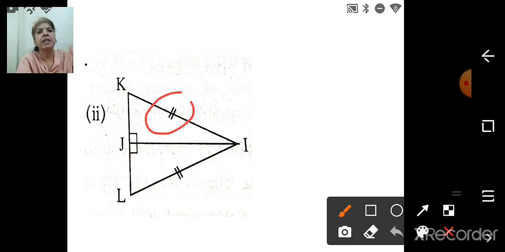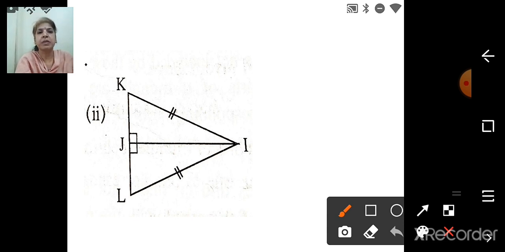And identical marks indicate that both the hypotenuse, that is IK, is congruent to IL. And they are right angle triangles. So two things are given. Then the third thing is common side. Every side is common to itself, and that is IJ. So which test is formed now? Hypotenuse side test.